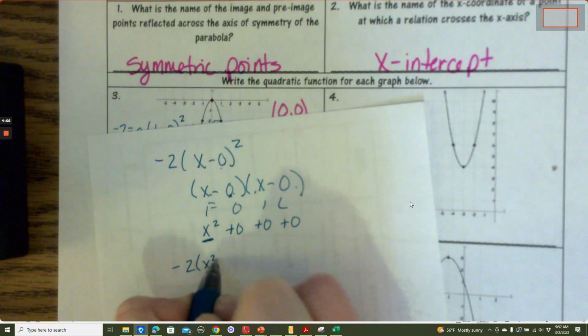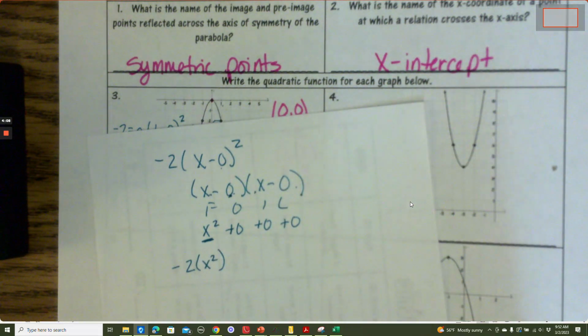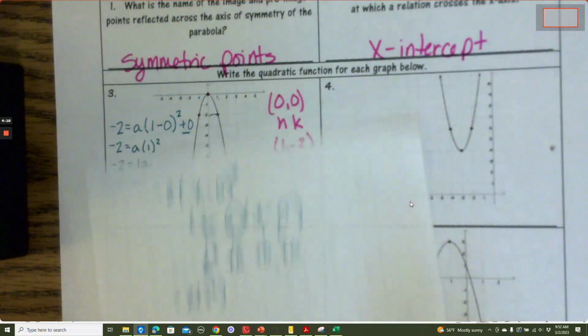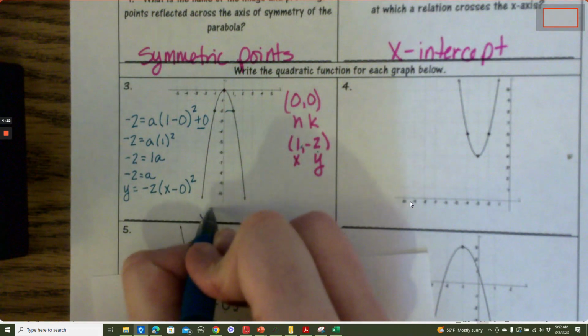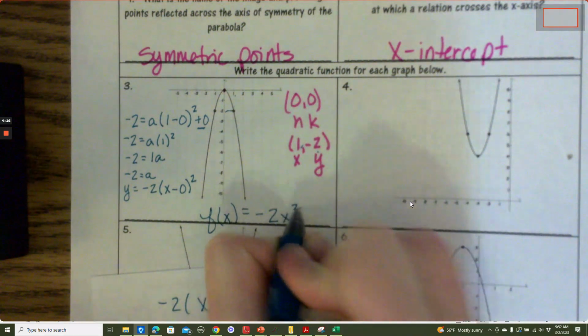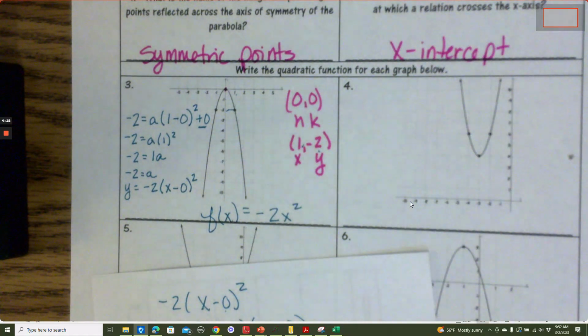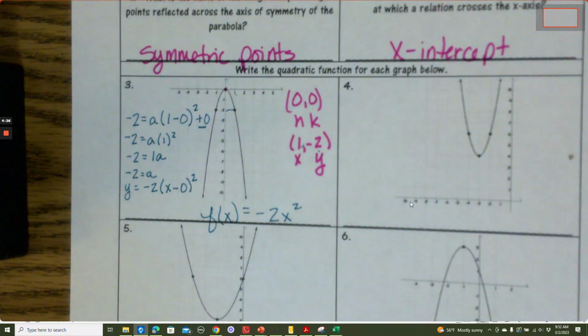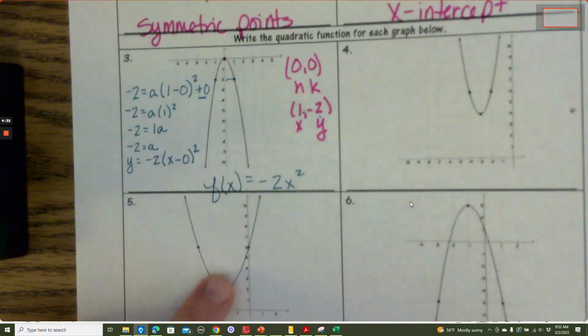So here's what I've got. -2 times x squared. That's it. That's my quadratic. So f of x equals -2x squared. They don't always simplify down that easily. Okay, that one just does. All right, the other way that I can, no, I can't do that yet on these. All right, so let's try it again.